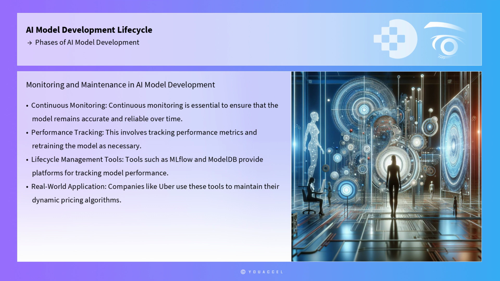The final phase of AI model development is monitoring and maintenance. Continuous monitoring is essential to ensure that the model remains accurate and reliable over time. This involves tracking performance metrics and retraining the model as necessary to account for changes in data distribution or the emergence of new patterns. Tools such as MLflow and ModelDB provide platforms for tracking model performance and managing the lifecycle of machine learning models, facilitating collaboration and reproducibility.